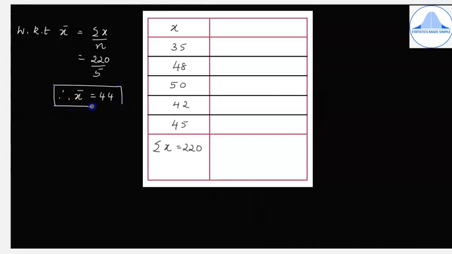Next, in the test statistic formula, we need x minus x bar the whole square. So in the table, the second column you can form as x minus x bar the whole square. Now take the first value 35, subtract it from 44. So you'll get minus 9. Minus 9, when you square it, will become 81. Similarly, 48 minus 44 is 4. 4 square is 16. Do similar calculations for the remaining values and you will get 36, 4 and 1. And then find out summation x minus x bar the whole square, which is equal to 138.